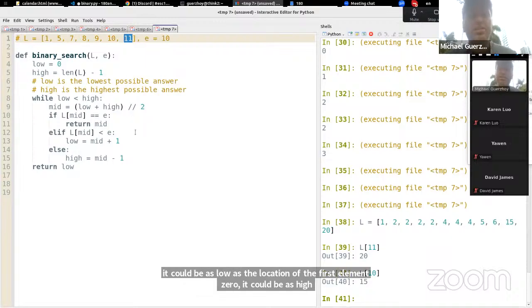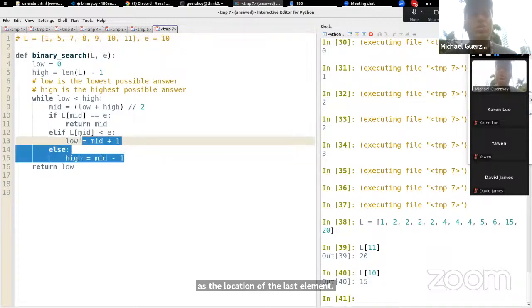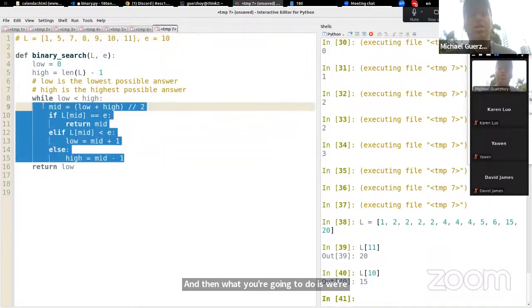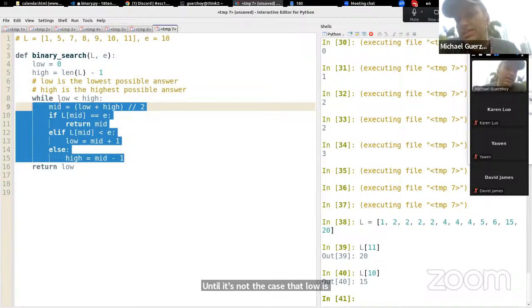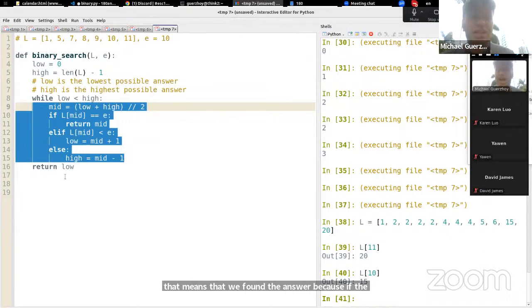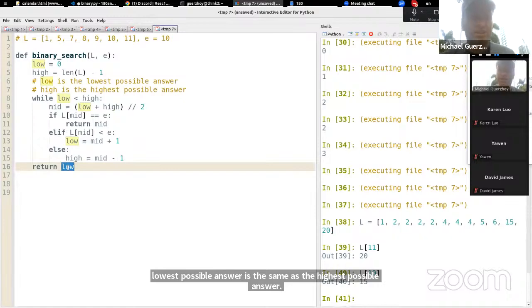And then what we're going to do is keep going until it's not the case that low is smaller than high. So when low is the same as high, that means that we found the answer, because if the lowest possible answer is the same as the highest possible answer, then the answer is just the lowest possible answer.